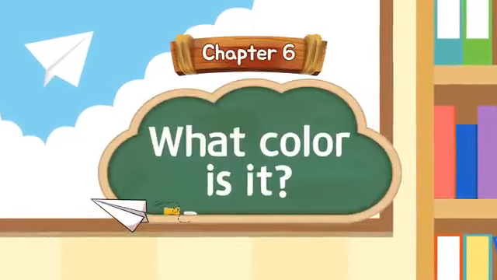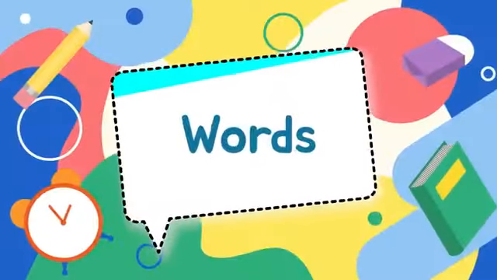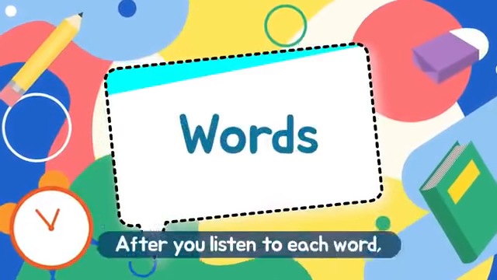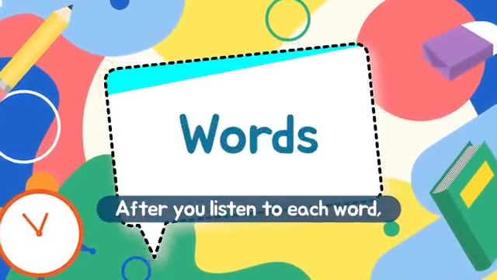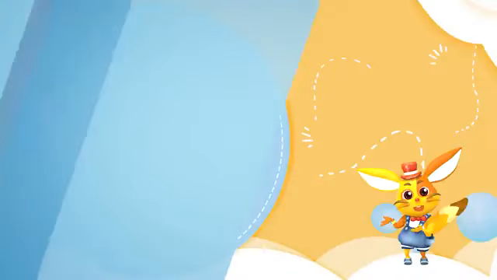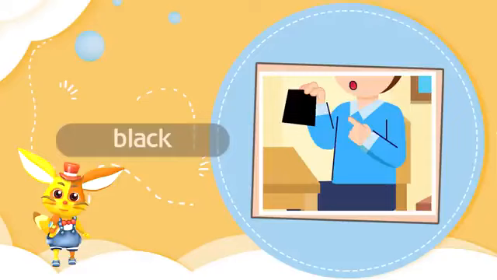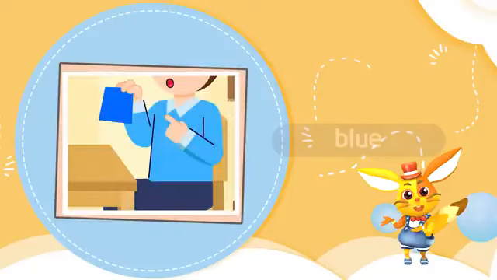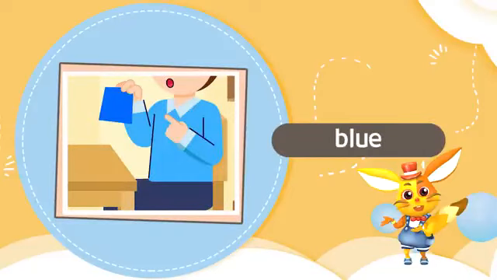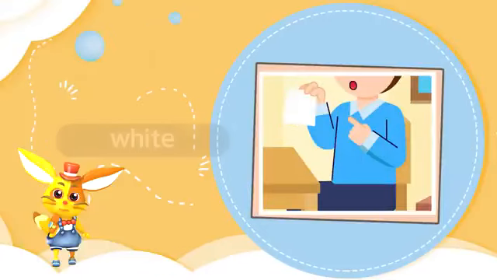What color is it? Words. After you listen to each word, say the word. Red, black, blue, white.